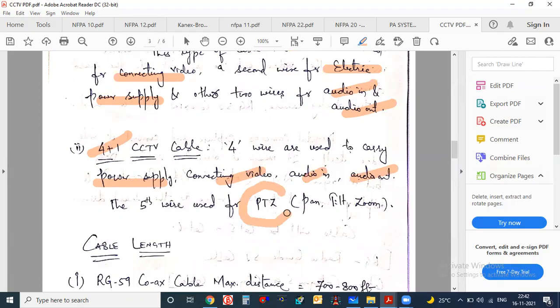5th for the PTZ. I told you that the latest camera is this one, pan, tilt, zoom. One wire is connected for rotating 360 degrees actually. It will be panning, tilting and zooming. Everything it will do. This is the latest type.